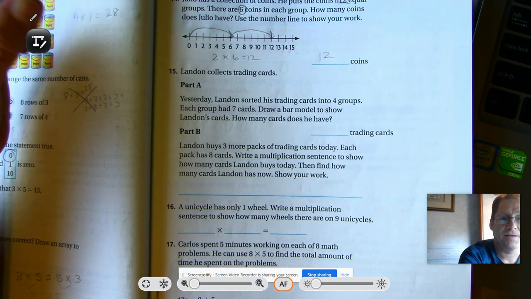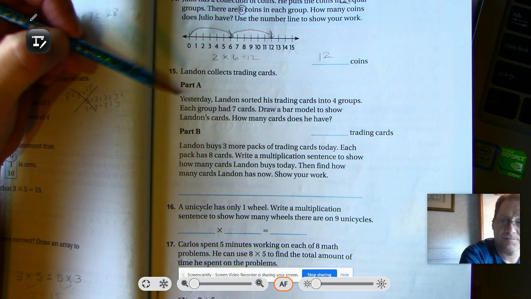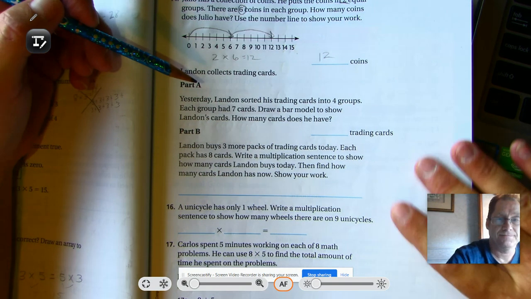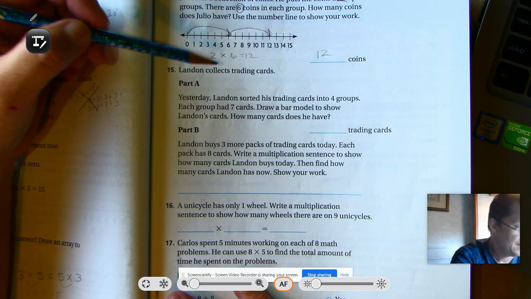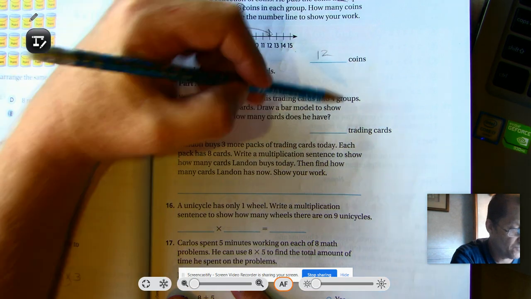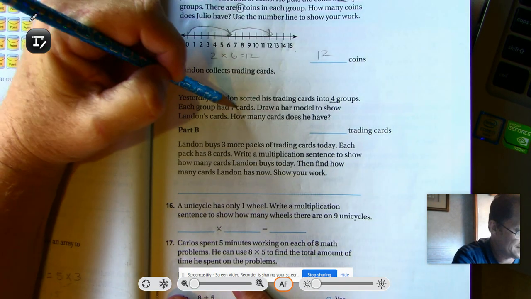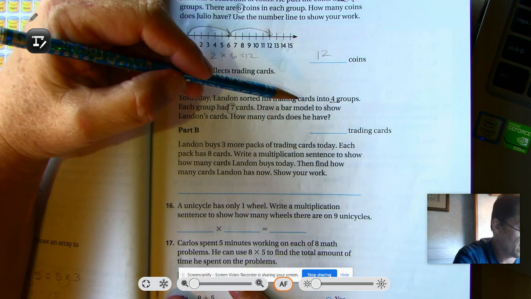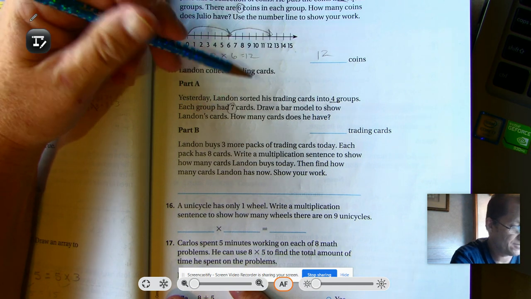15. Landon collects trading cards. Yesterday, Landon sorted his trading cards into 4 groups. Each group had 7 cards. Draw a bar model to show Landon's cards, and how many cards does he have?